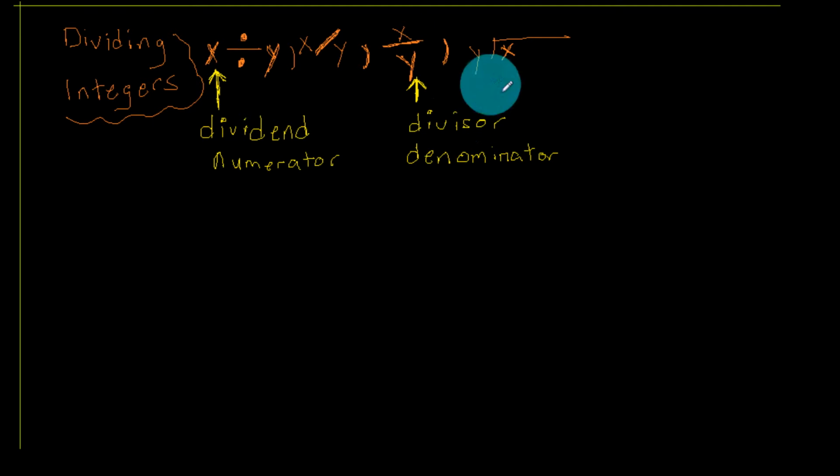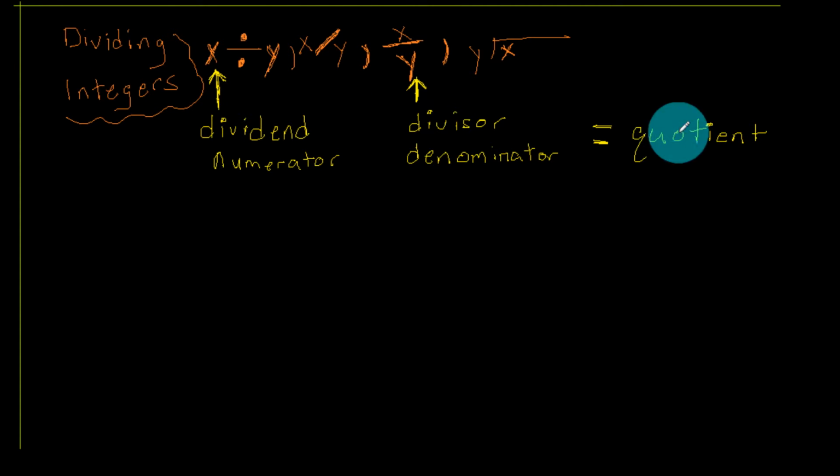Now whenever you divide a dividend by a divisor, or a numerator by a denominator, you always get an outcome, which we call the quotient. Q-U-O-T-I-E-N-T. Let's fix that real quick.